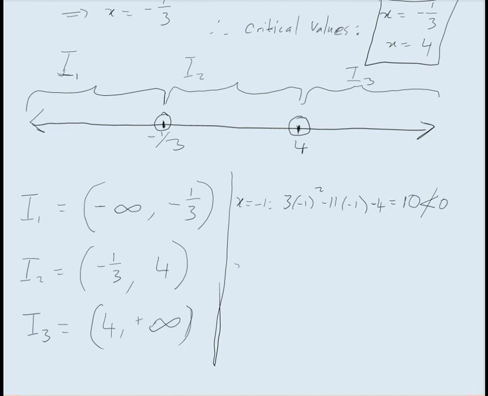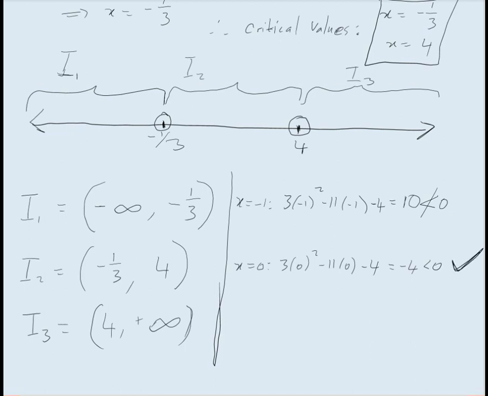Let's try I2. Let's pick any number in this interval. We can pick 0. Again, it's an easy example. So 3 times 0 squared minus 11 times 0 minus 4. 0 times anything is 0, so those terms are all 0, and we just end up with negative 4. Is negative 4 less than 0? Yes. So this is very good.